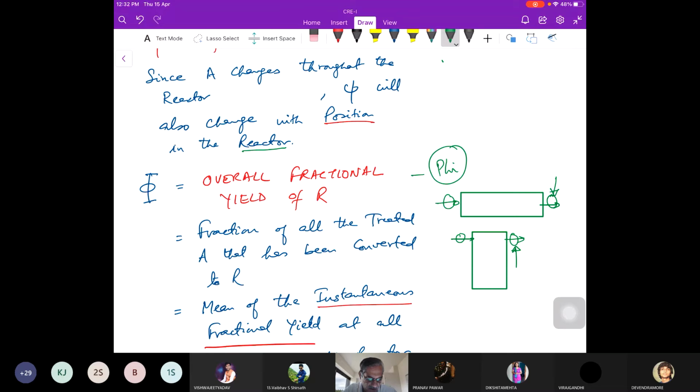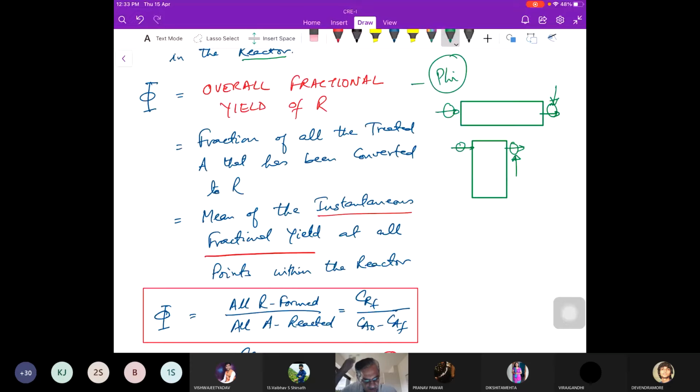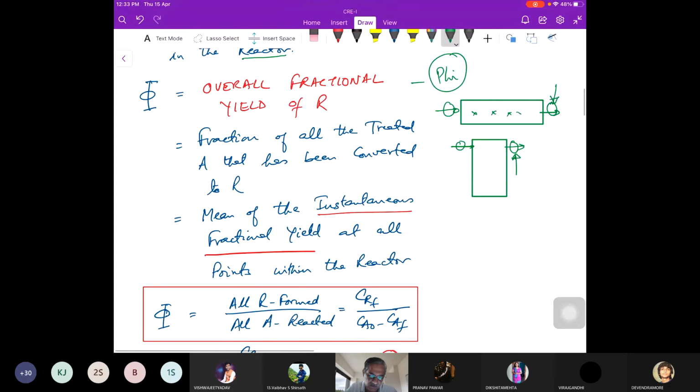Right? So fractional yield is the fraction of all the treated A that has been converted to R. Of all the A that has reacted, how much total R forms, and that is essentially the mean of instantaneous fractional yield at all points in the reactor. The mean of the points here, here, here will give the total here, right? So this is the mean value, this is the instantaneous value.